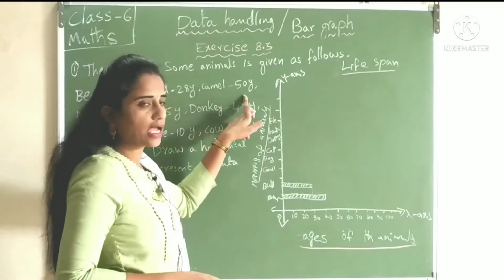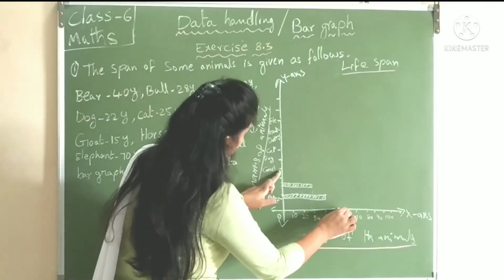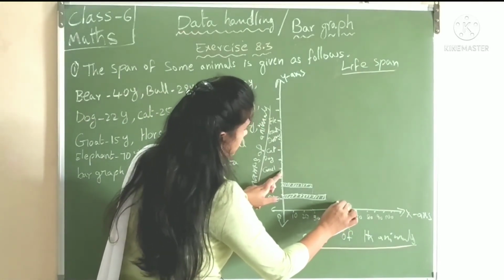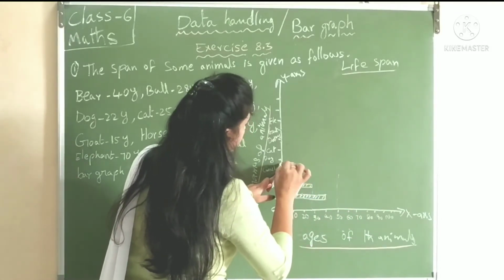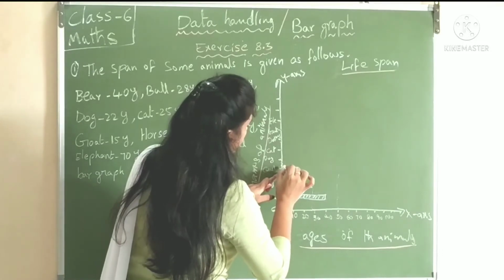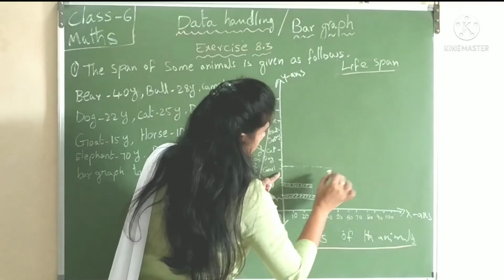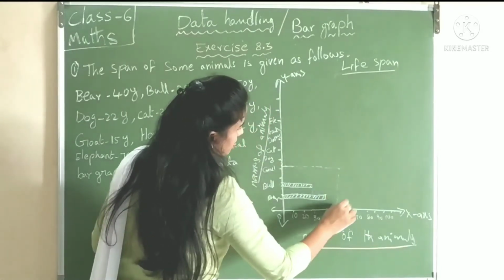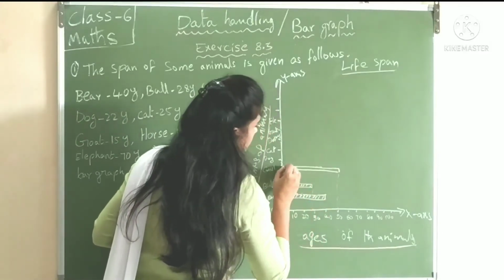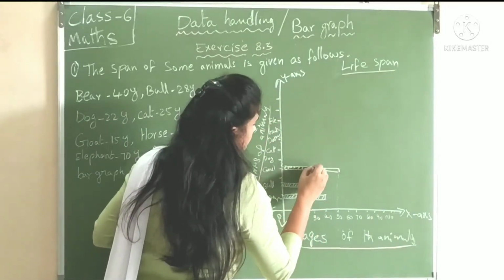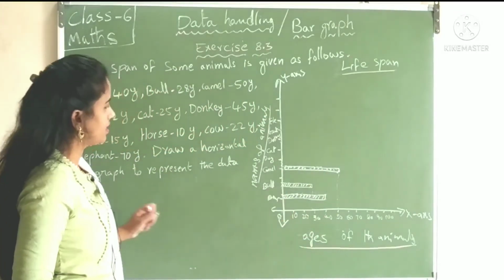And again camel. Camel has 50 years. Where is 50 here? 50 is here. So take 1 inch for camel. Camel has 50 years.